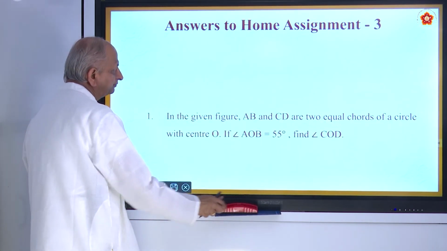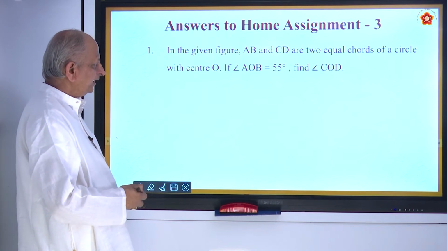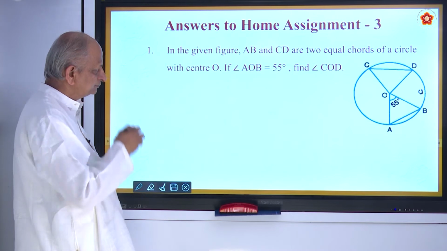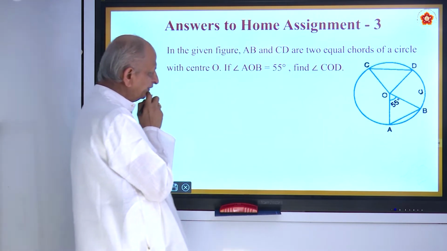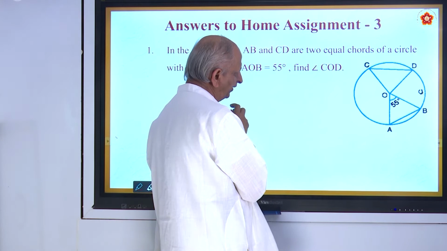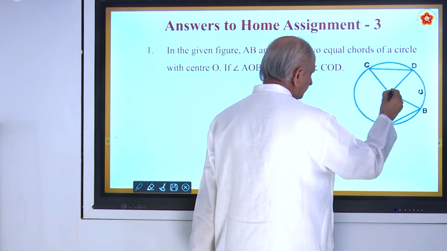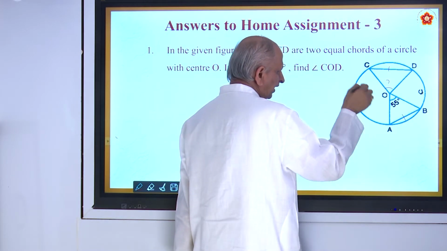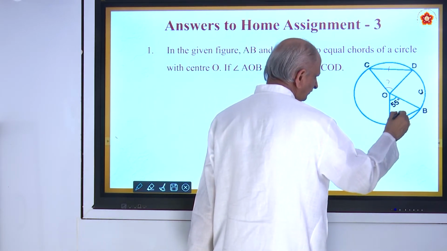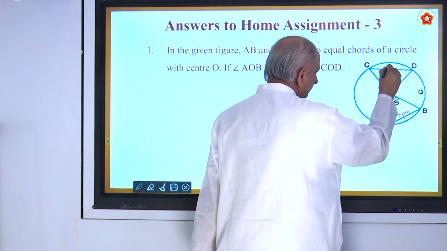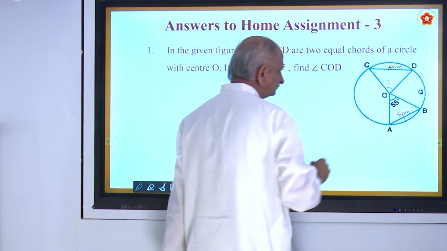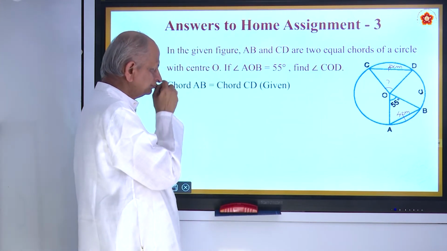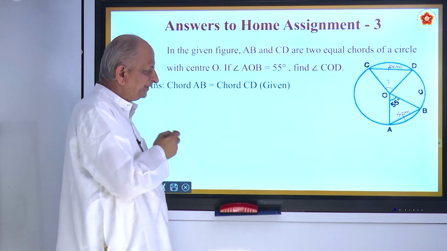First question. Given figure, AB and CD are two equal chords of a circle. If angle AOB is 55 degrees, find angle COD. So this they are asking. You are given that AB and CD are equal. Suppose this is 4 centimeters, this also 4 centimeters. Now they are asking what is angle COD. Very simple question.